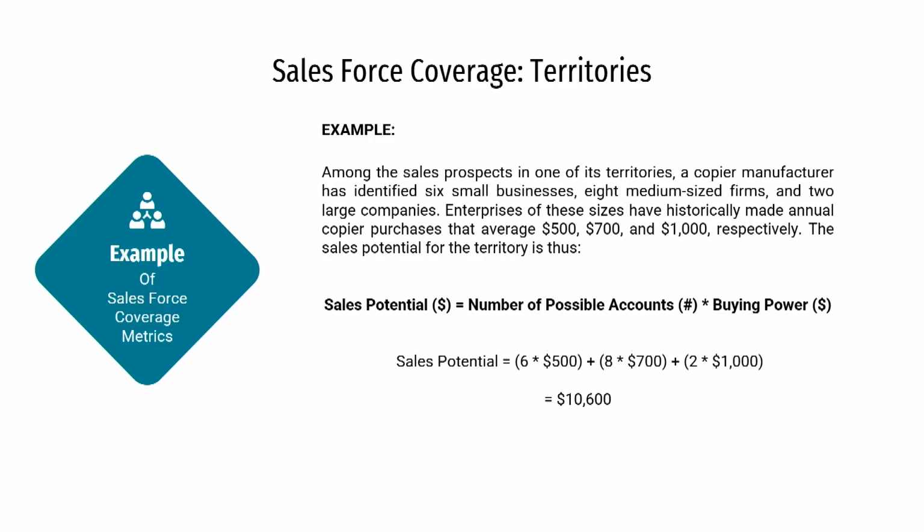Let us look at an example. These are very simple to calculate. Among the sales prospects in one of its territories, a copier manufacturer has identified 6 small businesses, 8 medium sized firms and 2 large companies. Enterprises of these sizes have historically made annual copier purchases that average $500, $700, $1000 respectively. The sales potential for the territory can be calculated as follows.